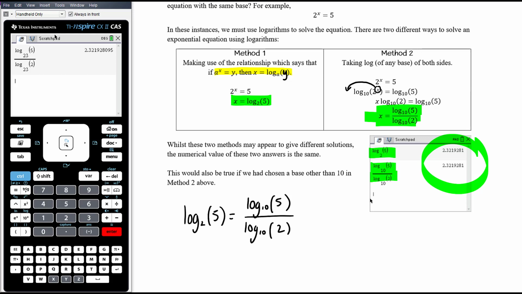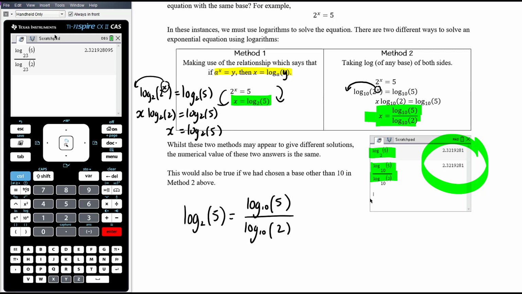So you can choose whatever base you want if you're taking the log of both sides. And in fact, that's kind of what's happening magically in this step here. What we're actually doing is taking log base 2 of both sides. We're taking log base 2 of 2 to the power of x equals log base 2 of 5, and the x can then come down the front, and so we have x times log base 2 of 2 equals log base 2 of 5, but log base 2 of 2 is 1, and so that's just x equals log base 2 of 5. So that is what we're actually doing in that step. We're actually taking log base 2 of both sides of the equation.